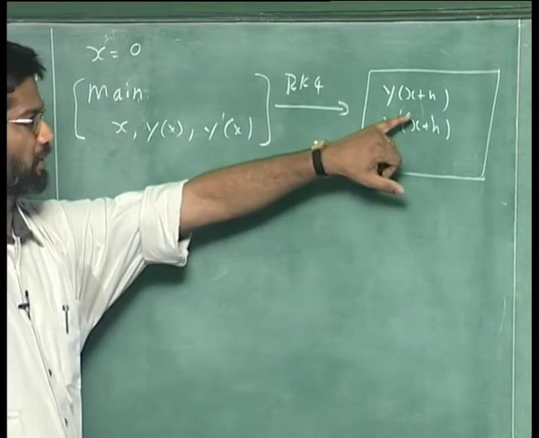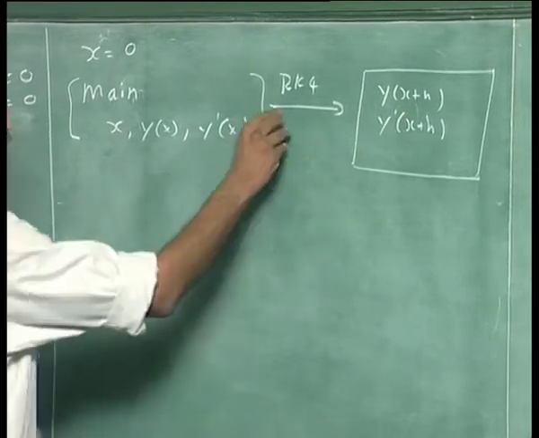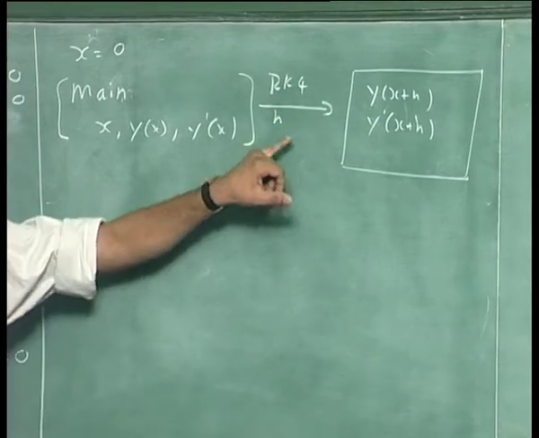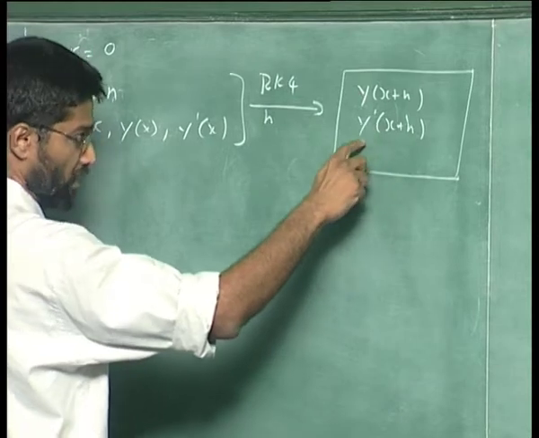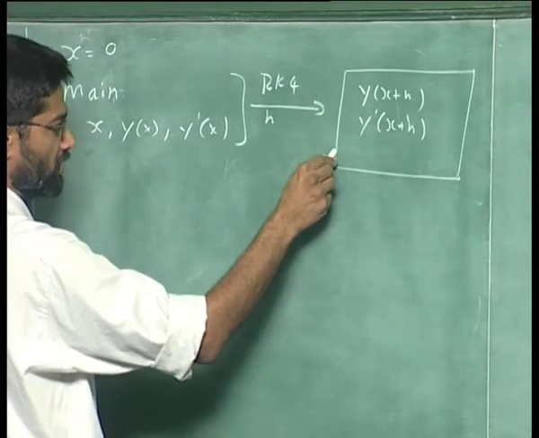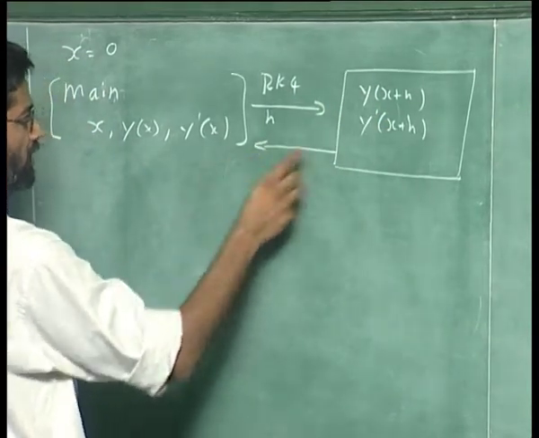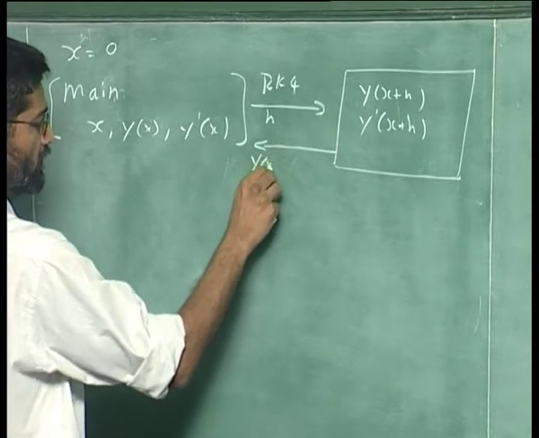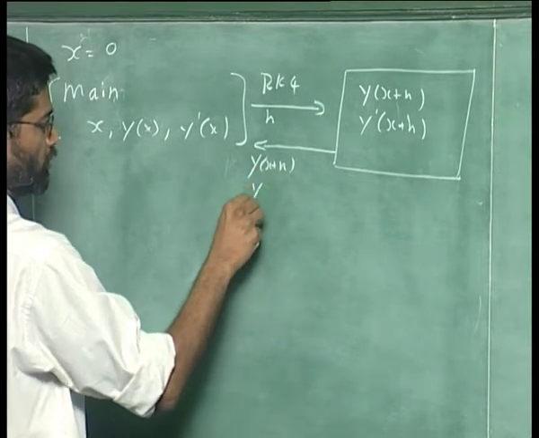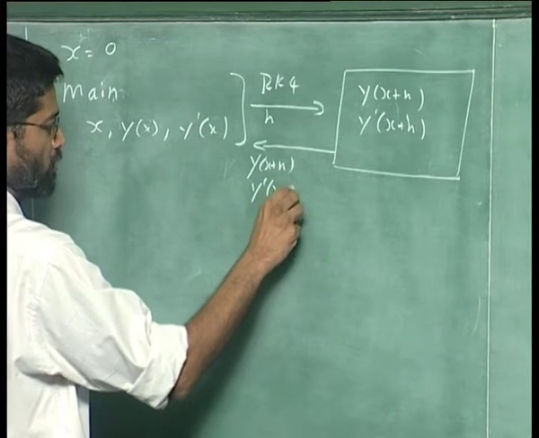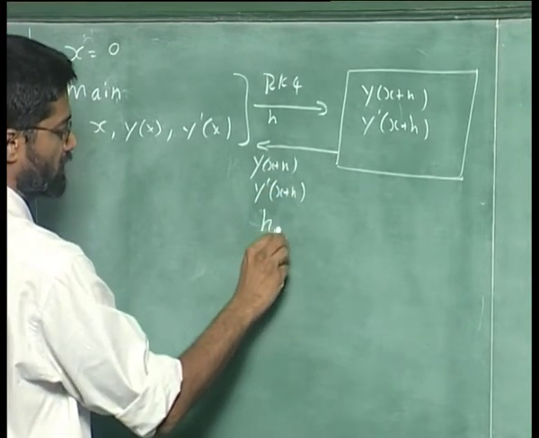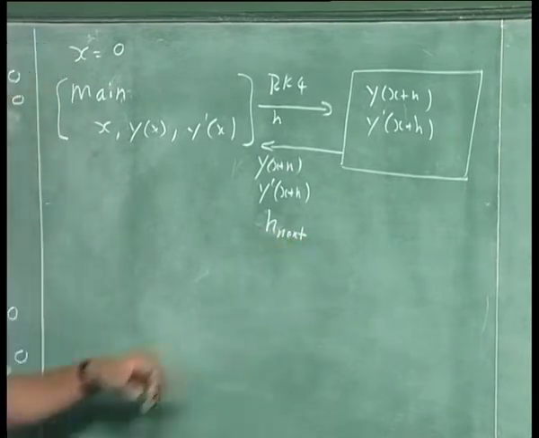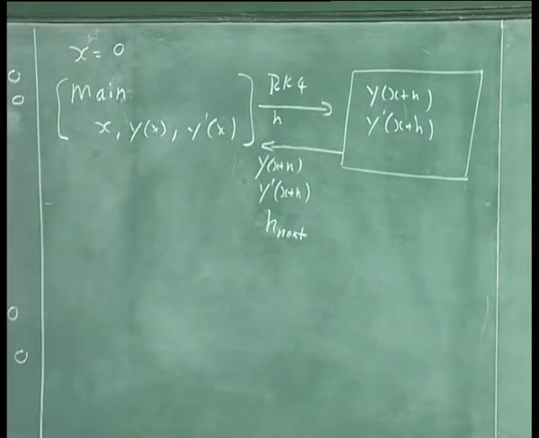Now, to determine this h, we also pass an h to this program as a guess value. The program will return these values: y at x plus h, y prime at x plus h, and an h next, which I call hn. All these things are returned to the main program, and x plus h as well.